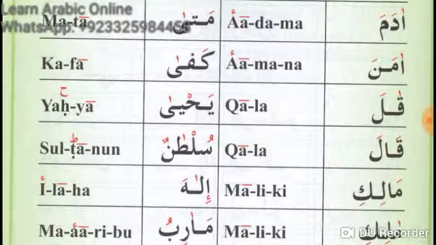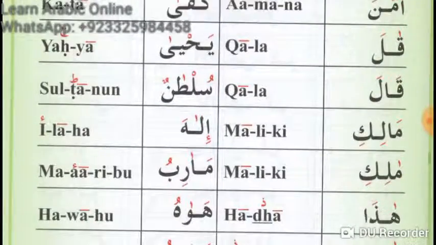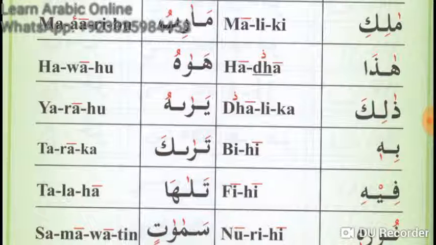Sultan. Alif, hamza, kasra, i, lam, erect, fata. Oh, not standing. Lam, erect, fata, ha. Ilaha. Mim, alif, fata, standing fata, ra, kasra, ri, ba, dama, bu. Maaribu.